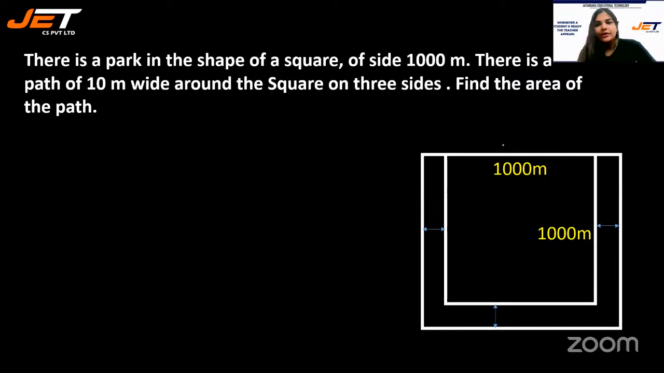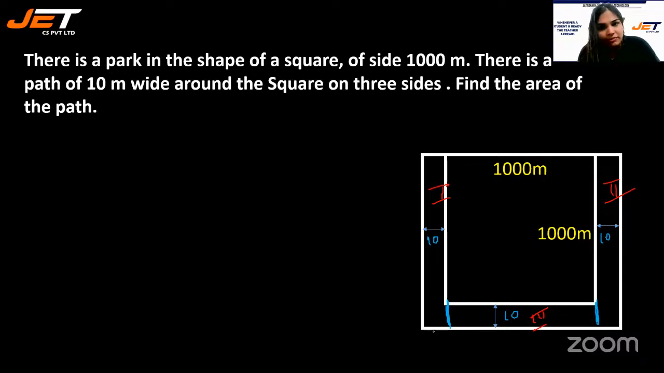Here 1,000 meters is the side of a square, path of 10 meters. 10 meters, 10 meters, 10 meters. So what I can do is, outside if you see, I will make it as a rectangle this way. And this also I can make a rectangle. So I've got 3 rectangles here. This is the first one. If you see, this is the first rectangle. This is the second rectangle. This is the third rectangle.